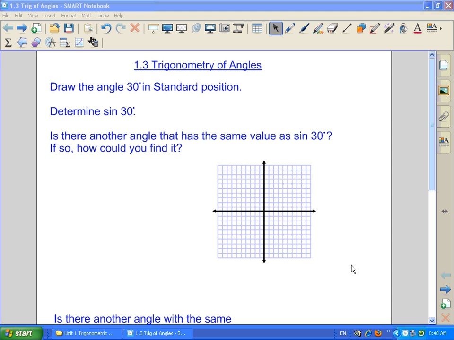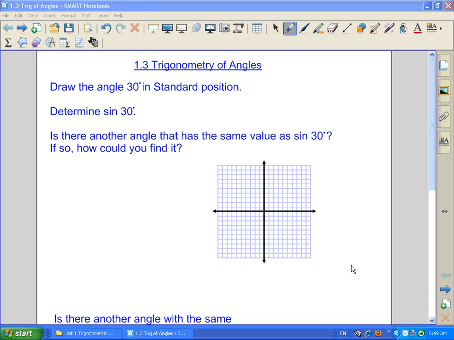So today we're going to be incorporating the CAST rule and discover that in some cases there are two angles that represent the same value. And that's again remembering back to our CAST rule of when the ratios are positive in which quadrant, as well as the fact that sometimes your reference angle is in quadrant 1 or it can be in the other quadrants depending on what we're looking at.